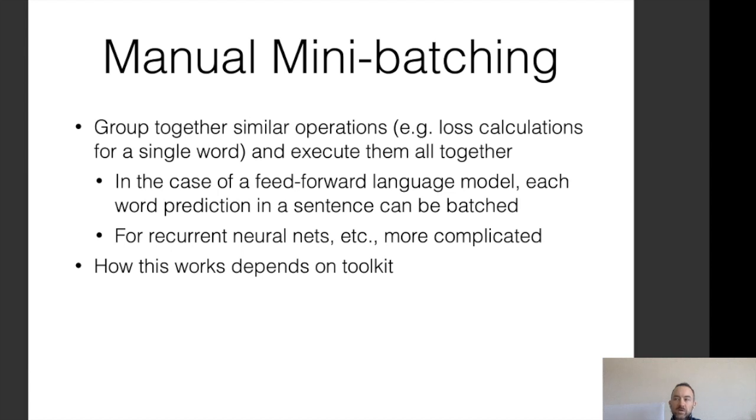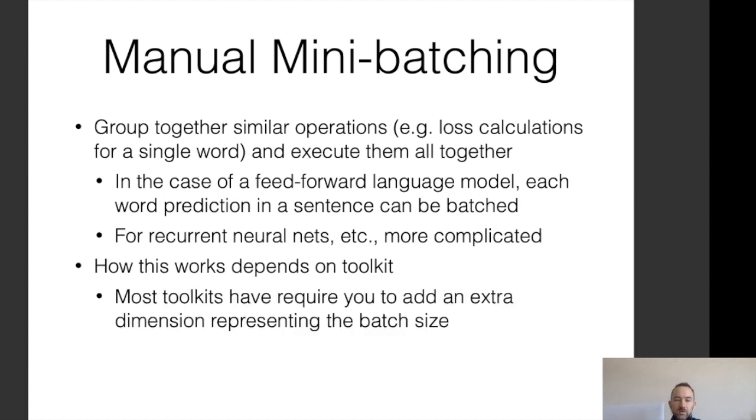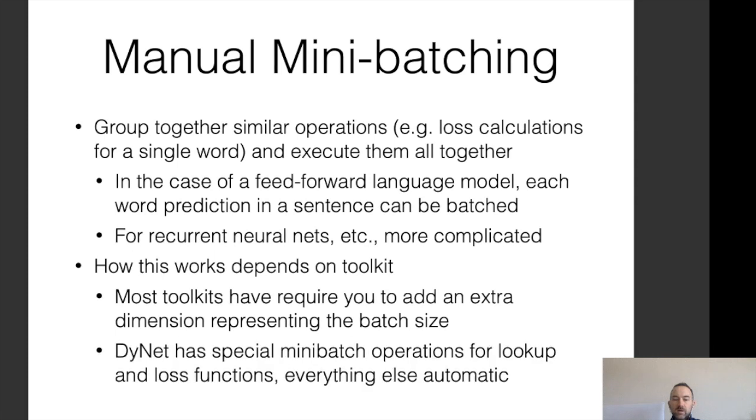How this works depends on which toolkits you're using. Many toolkits, for example PyTorch, require you to add an extra dimension representing the batch size. They may have some convenience functions that will do things like load data or batch them together, etc. Other toolkits like DyNet or, to a lesser degree, TensorFlow have special mini-batch operations that allow you to think in individual sentences, but then things get batched together for you automatically.